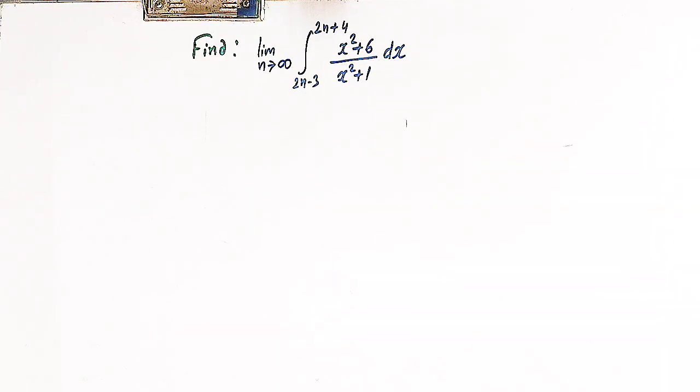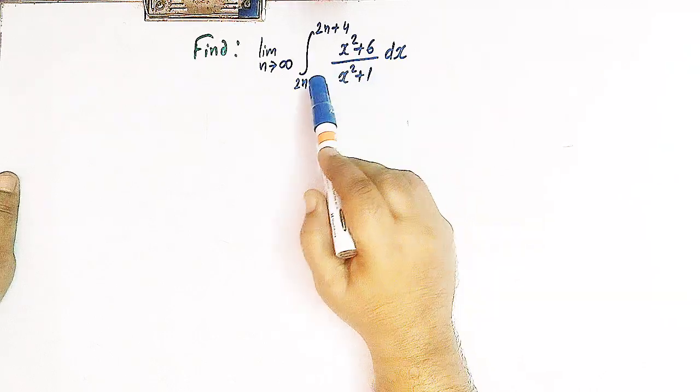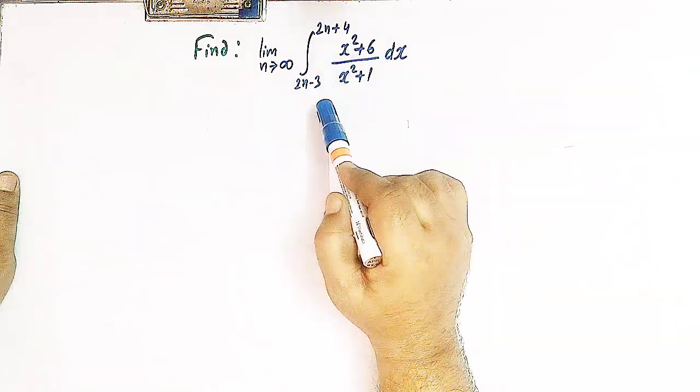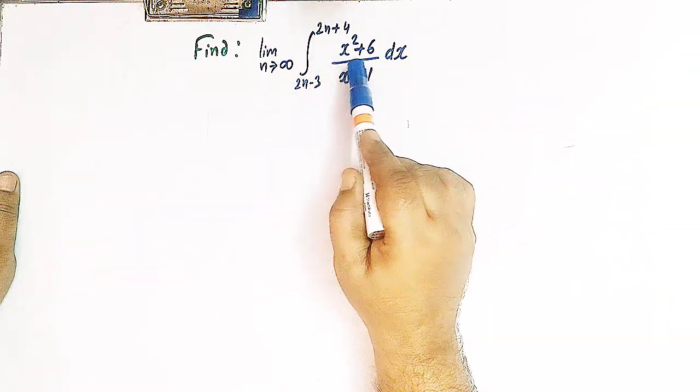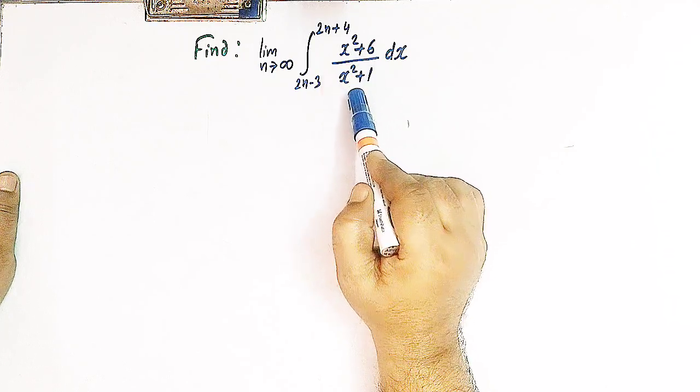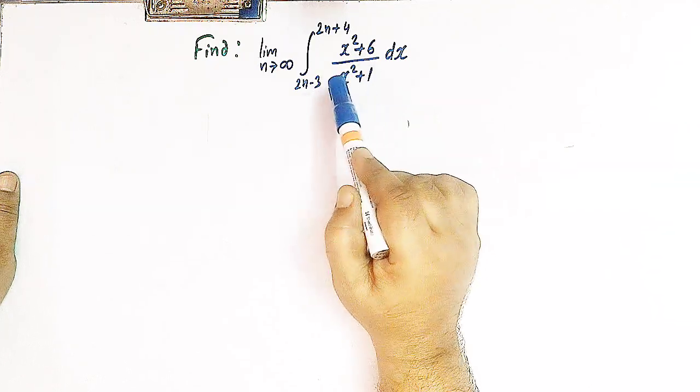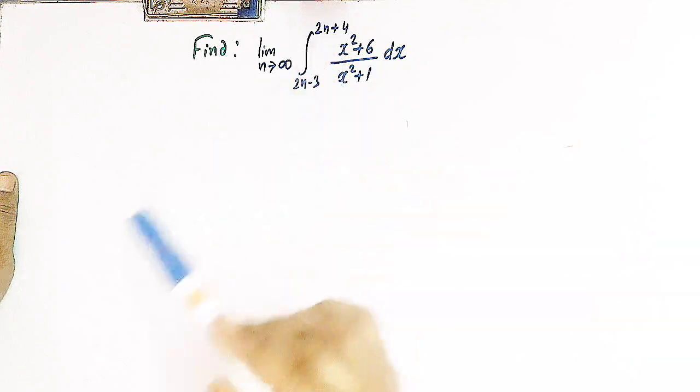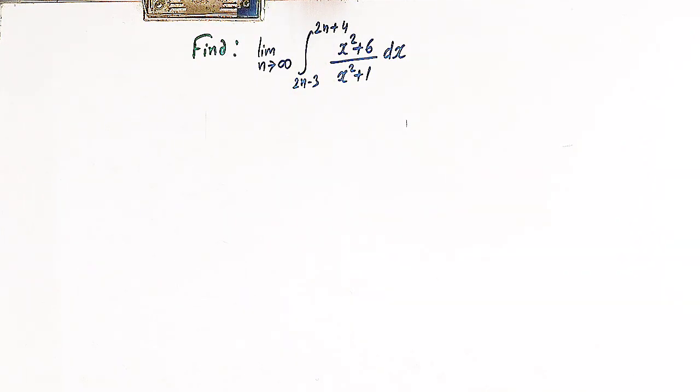So here what we will do, we'll first find the indefinite integral of (x square plus 6) over (x square plus 1), and then we'll apply the limits, and then we'll find the value of the expression when n tends to infinity. So let us start.